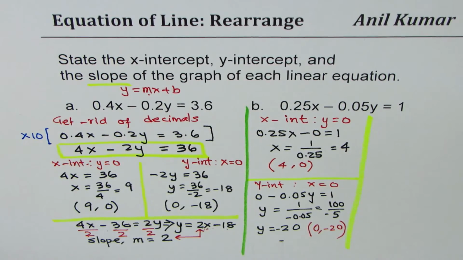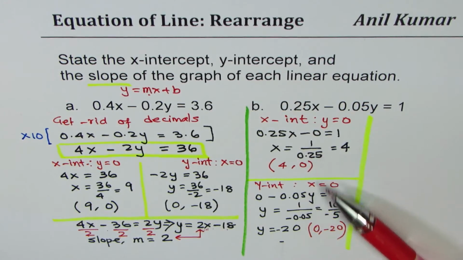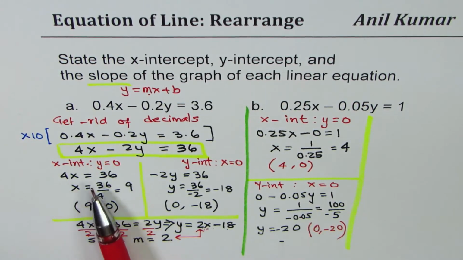Does that make sense to you? So decimals was not all that bad. So don't be really afraid of it. You could actually easily deal with it. This seems to be a simpler solution than what we had earlier. Anyway, let's continue. Now we'll find the slope.